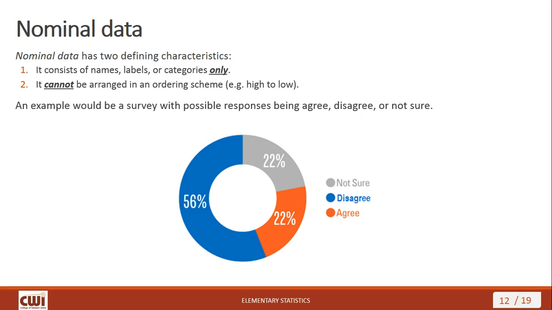So agree, disagree, and not sure are certainly names, labels, or categories, but there's no real, obvious order to how you would say this. You could order it as not sure, disagree, agree, or agree, disagree, not sure, or disagree, not sure, agree, or agree, not sure, disagree. There are different ways that you could try the order, and no one of them is any better than any of the others. No one of them seems more natural than any of the others. So there's no real way to order this. So that makes this nominal data.